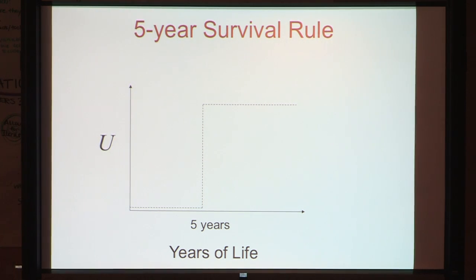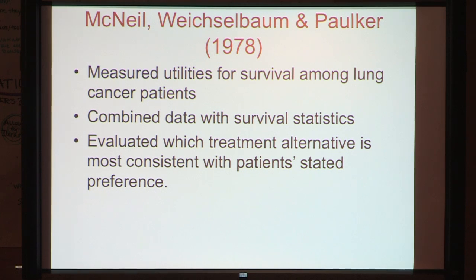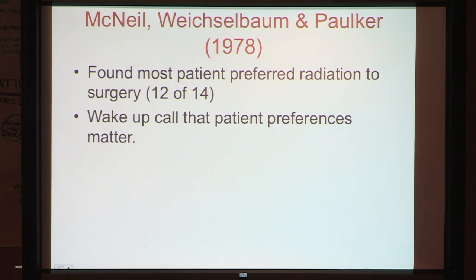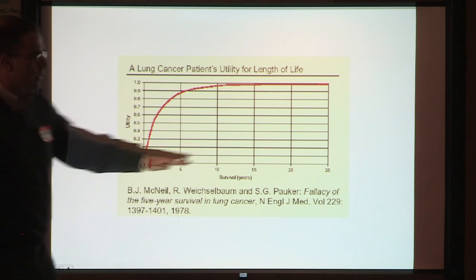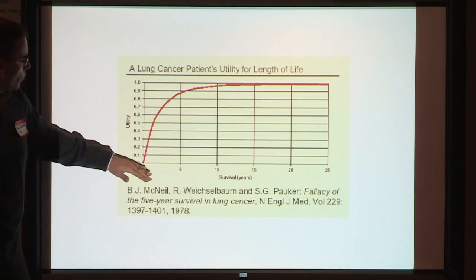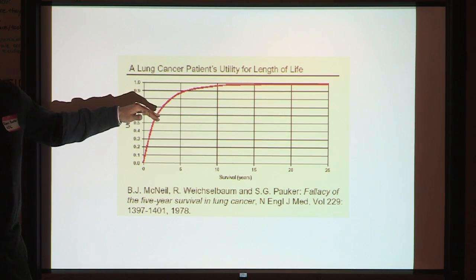So what they did is they actually set out to measure patient preferences, what we call utilities, and combine this data with survival statistics, and then they evaluated which treatment alternative is most consistent with patient preferences. And so what they found, they asked 14 lung cancer patients, and they found that their utility function wasn't like a step function, but it was like this, that they really valued immediate survival a lot. They wanted to live the next year.